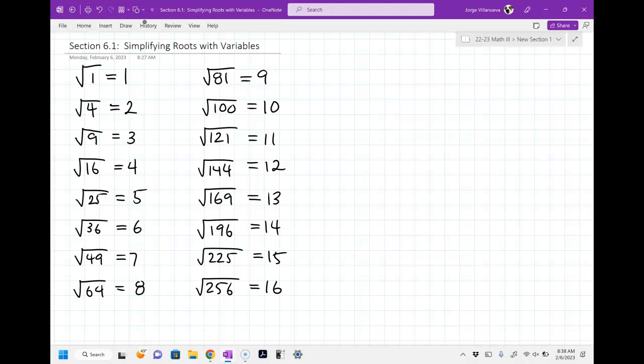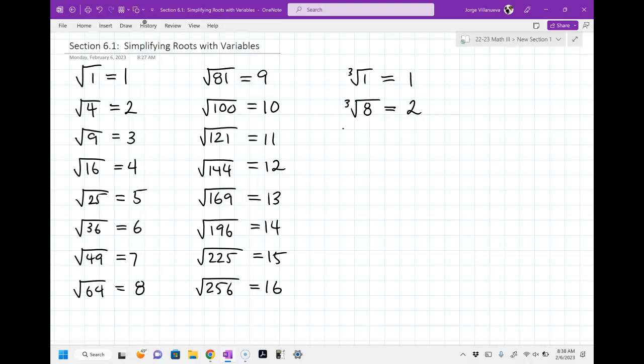So common cubed roots. Well, the cubed root of 1. Remember, in order for something to be a cubed root, the number has to occur 3 times, right? 1 times 1 times 1, that would be 1. So the cubed root of 1 is 1. The cubed root of 8, that's 2. Because 2 times 2 times 2 is 8.